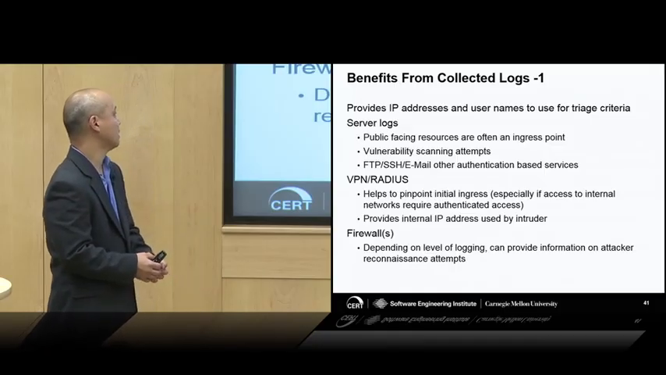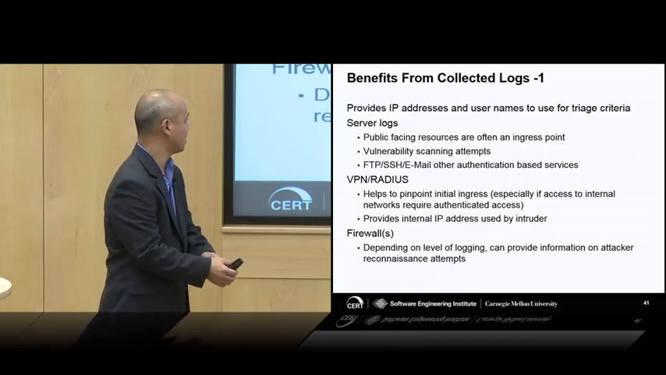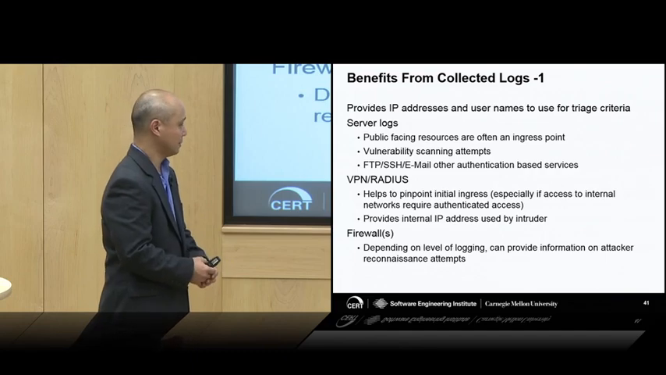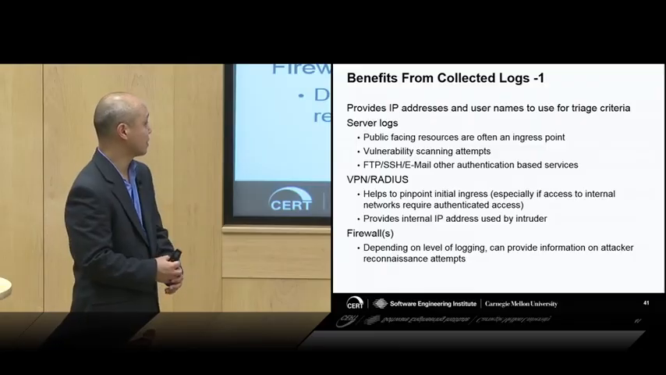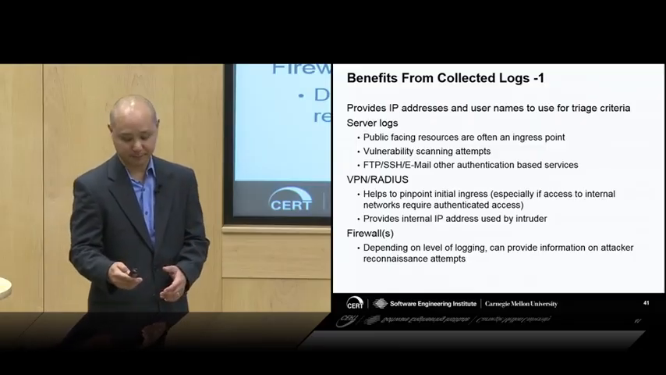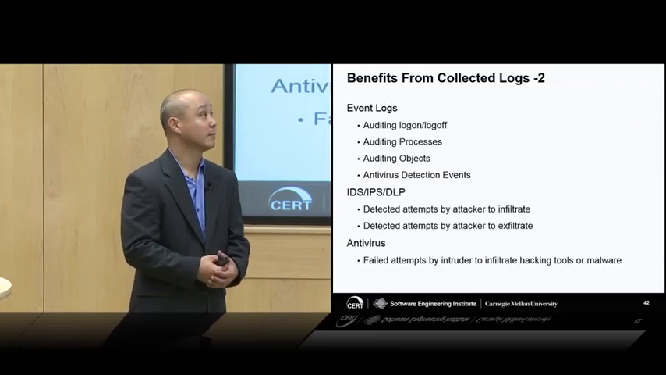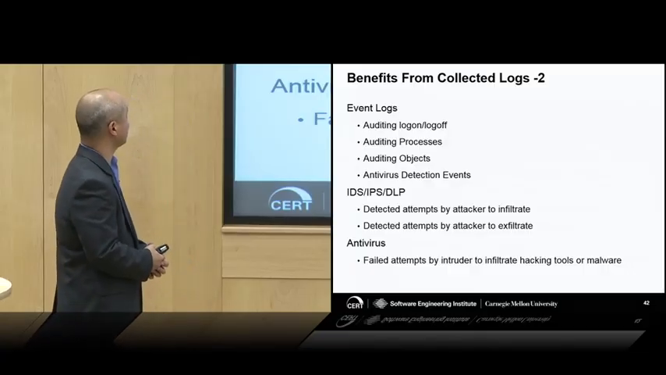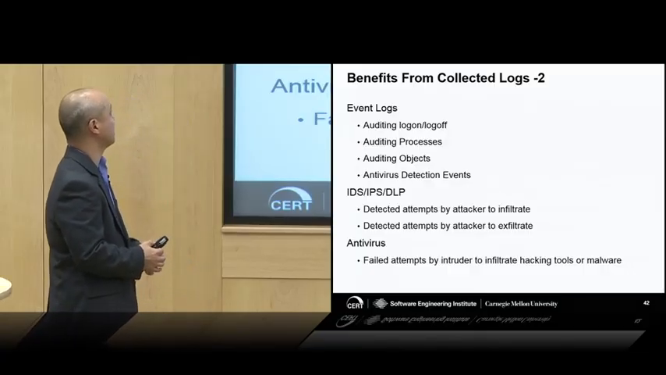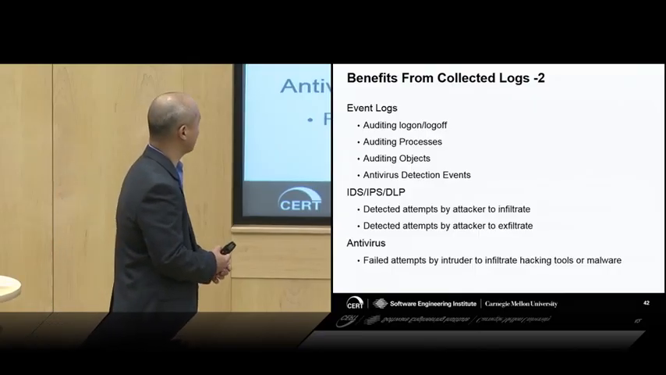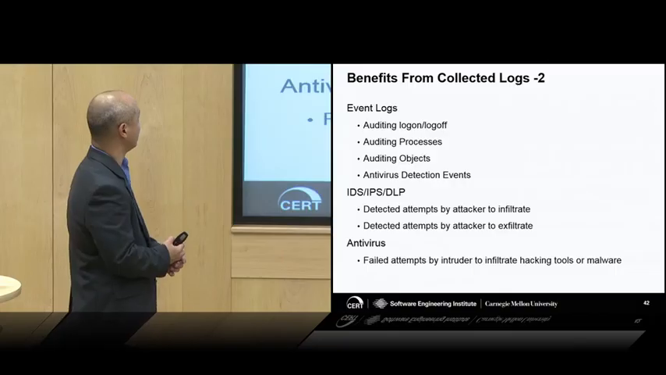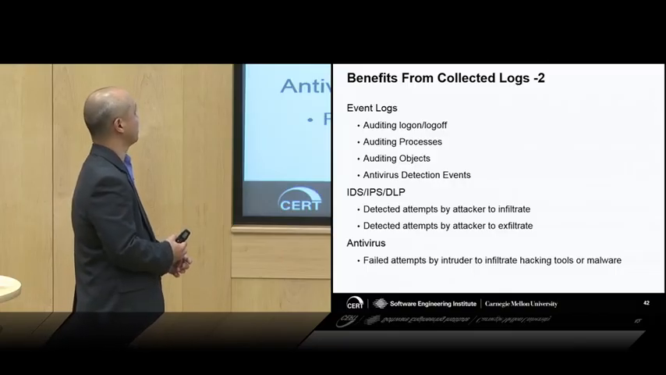And then the firewall, right? Depending on your logging level, you can find out information about an attacker when they were trying things across your firewall. And then the event logs that we talked about: auditing when people logged on and logged off, their processes, the objects and when they were accessed, and antivirus detection also shows up in those event logs.